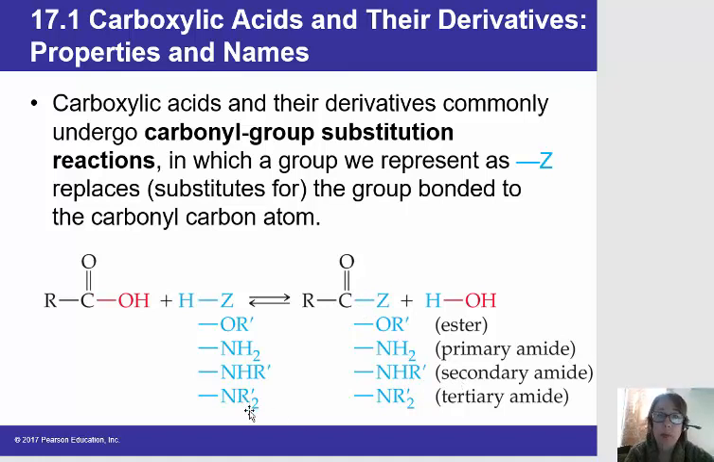And when a secondary amine reacts with a carboxylic acid, it only has one hydrogen, and that one hydrogen on that secondary amine reacts with the OH on the carboxylic acid to form water, and the rest of that secondary amine attaches to that carbonyl carbon where the OH was to form a tertiary amide.